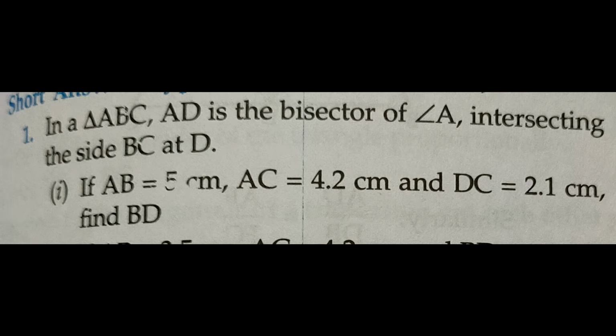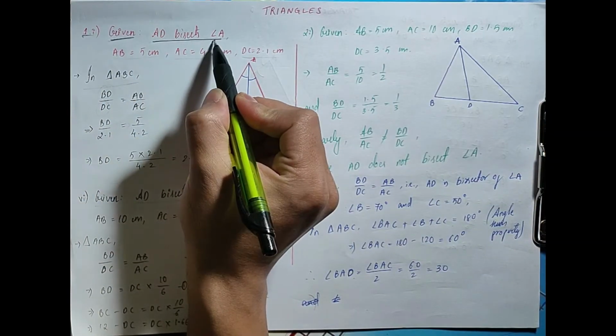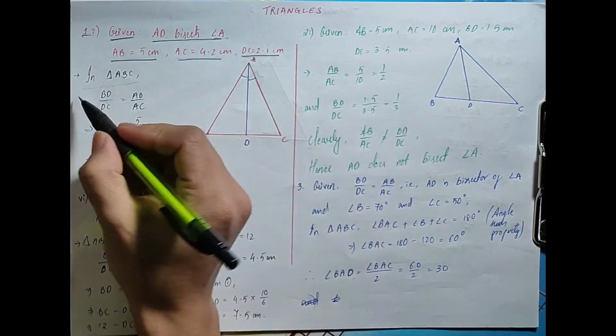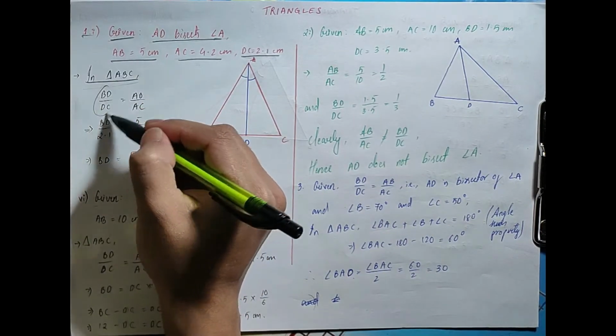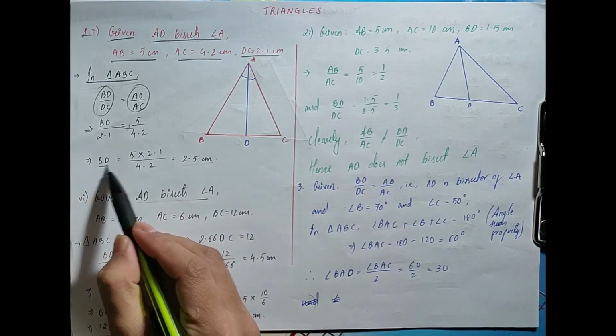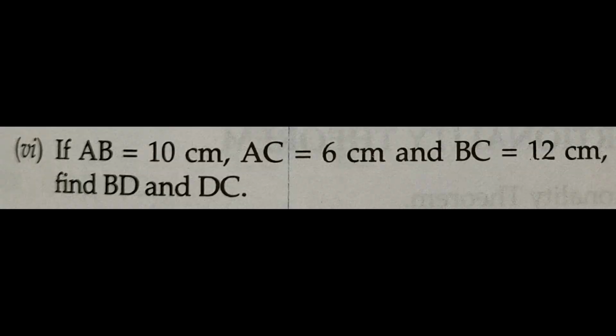If AB is 5, AC is 4.2 and DC is equal to 2.1 centimeter, find BD. So number 1, given AD is the bisector of angle A, AB is 5, AC is 4.2 and DC is equal to 2.1. In triangle ABC, using the first theorem, we know that BD by DC is equal to AB by AC. So if you substitute and cross multiply, you'll get BD is equal to 2.5 centimeter. Let us see one more question.